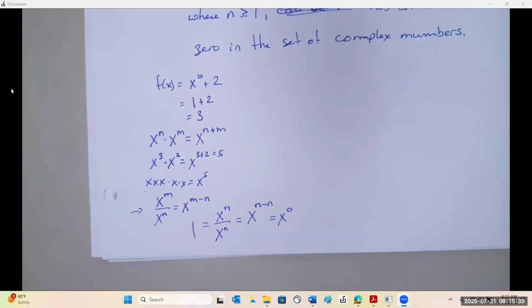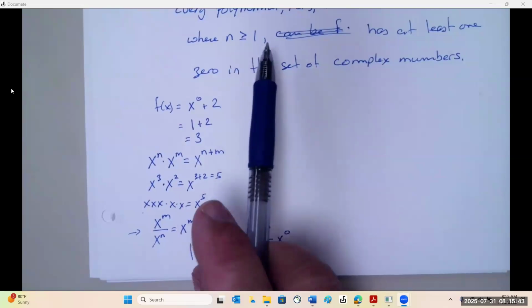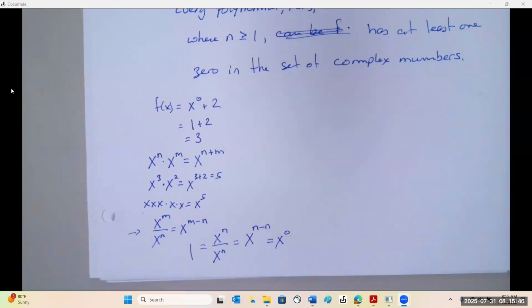So that's why it's important to have your degree greater than or equal to 1. If n equals 1, then it's a diagonal line, y equals x.